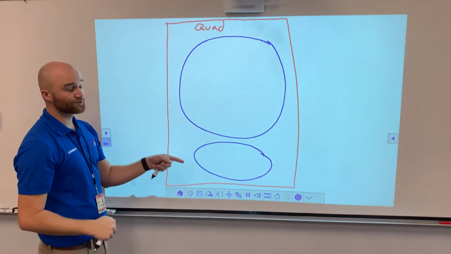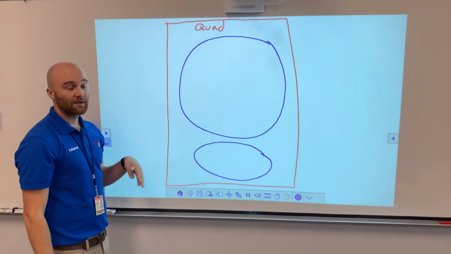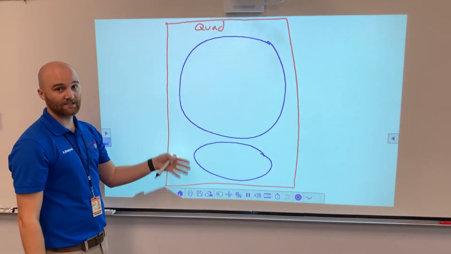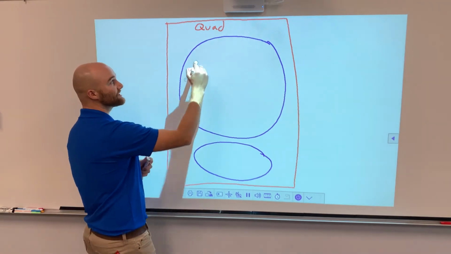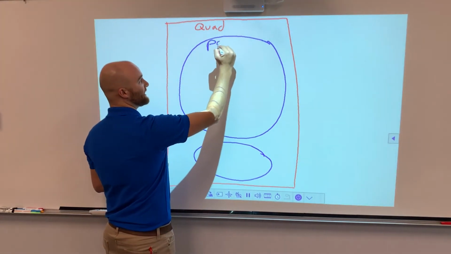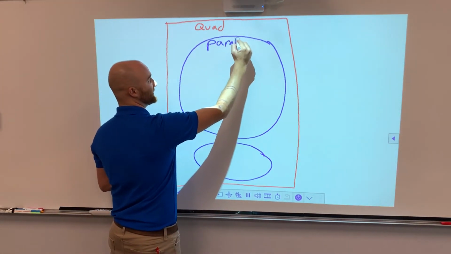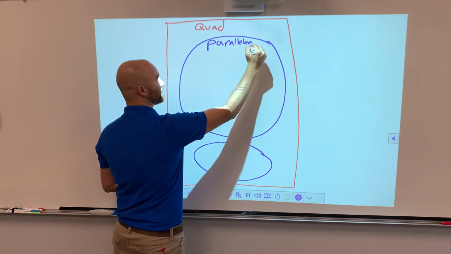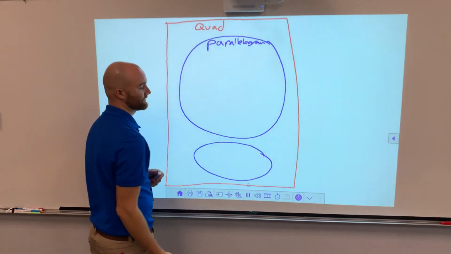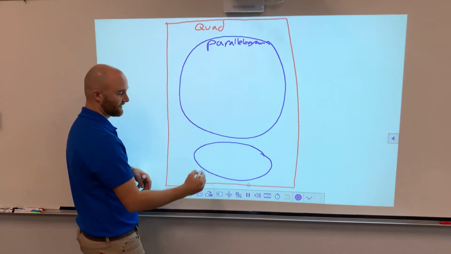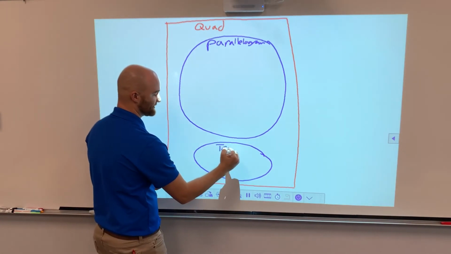You'll notice that those circles don't take up the whole quadrilaterals box, because there are things that are not in these circles. There are still some quadrilaterals that are not parallelograms. And there are still things that are quadrilaterals that are not trapezoids.